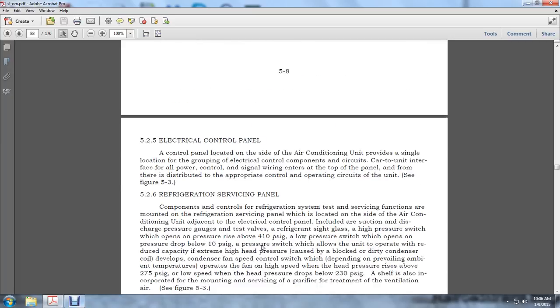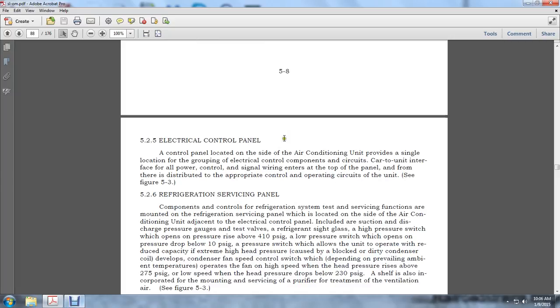5.2 Electrical Control Panel. The control panel located on the side of the air conditioner provides a single location for grouping the electronic control component circuits and the car-to-unit interface for all power, control and signal wiring. Air enters the top of the panel and is distributed to the appropriate control operating circuits of the unit.